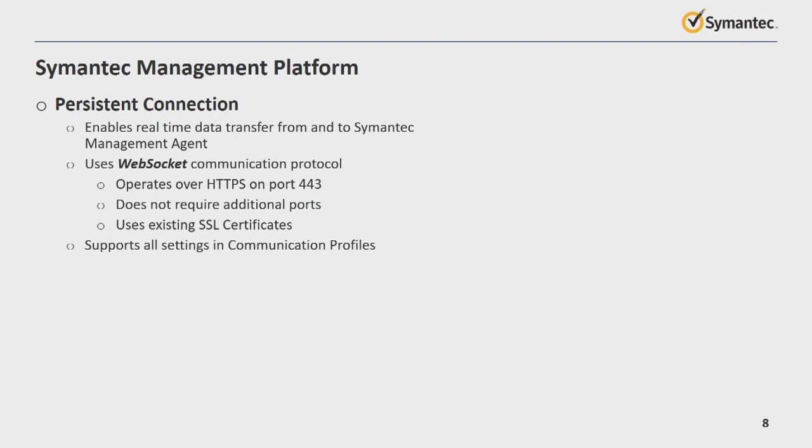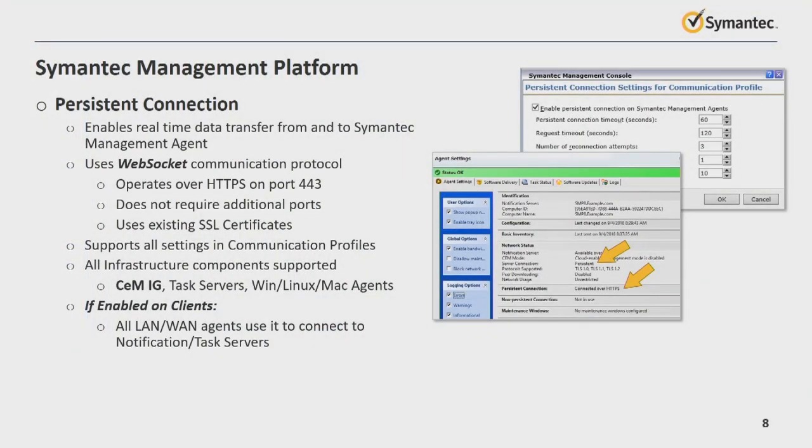Okay, and it supports all the settings you see in the communication profiles. So everything from proxy settings to the notification server to talk to, everything that's in that communication profile will work across the WebSockets or persistent connection. So all of our infrastructure supports it: the internet gateways, the task servers, and the Windows, Linux, and Mac agents. If it's enabled on the client, which is just a setting you can see here, then all the LAN or WAN traffic uses persistent connection to go to all notification servers and task servers.